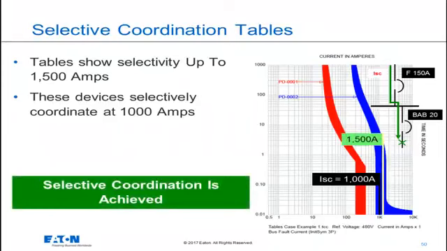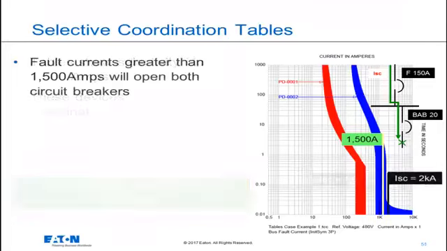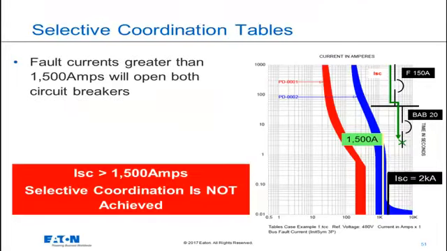For this example, a short circuit current of 1000 amps flowing through both circuit breakers, the F150 will remain closed and the BAB20 will open. Selective coordination is achieved as documented in the selective coordination tables. Should these devices see a current greater than 1500 amps, selective coordination is not achieved as documented by the TCC curves and the selective coordination tables.